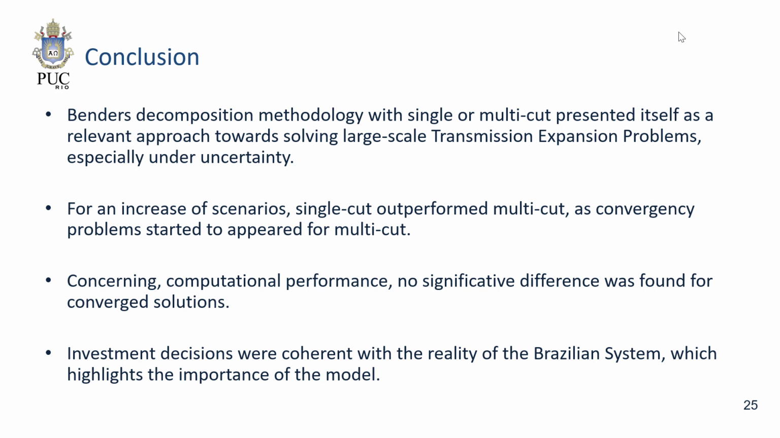Concerning computational performance, no significant difference was found for convergent solutions, in this case from the tests of 12 scenarios. So basically the performance time was the same, it wasn't different. And finally, the investment decision followed a rationale that makes sense, which is really good, validates the model and proves that it can bring a lot of insightful information towards the decisions that system planners have to make.